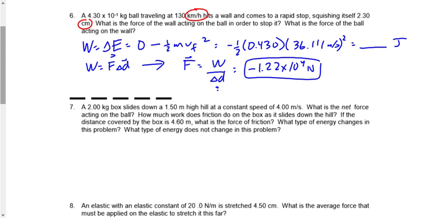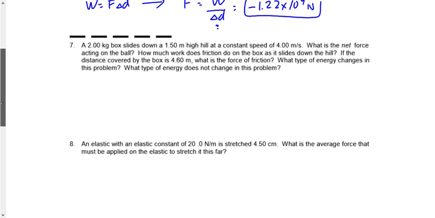And finally, question number 7. It says a 2 kilogram box slides down a 1.5 meter high hill at a constant speed of 4 meters per second. What's the net force acting on the ball? How much work does friction do on the box as it slides down the hill? And if the distance covered by the box is 4.6 meters, what is the force of friction? And what type of energy changes in this problem? What type of energy does not change in this problem? Holy cow, there's a lot to this, eh? Good thing somebody asked me to go over this one.